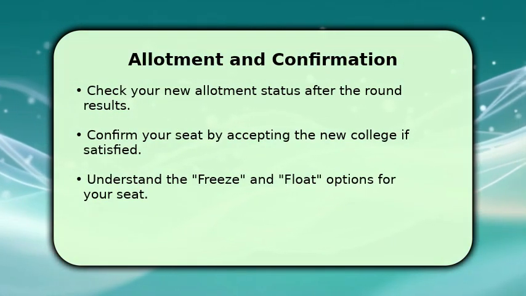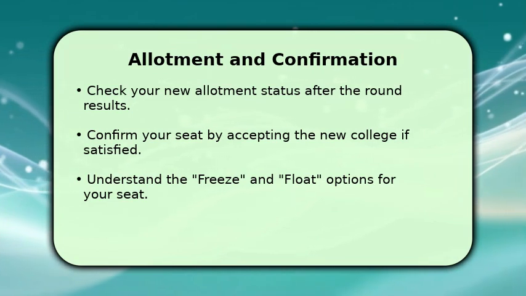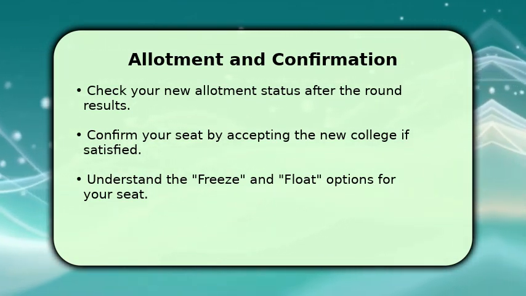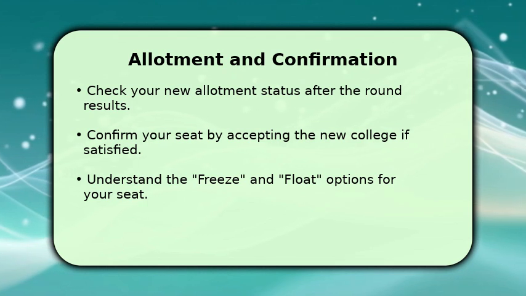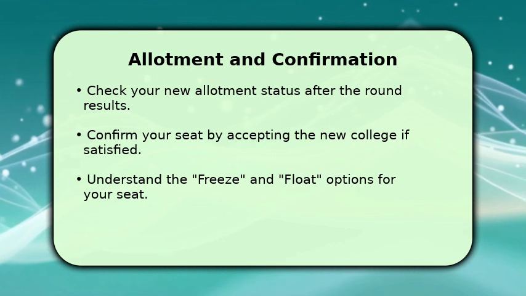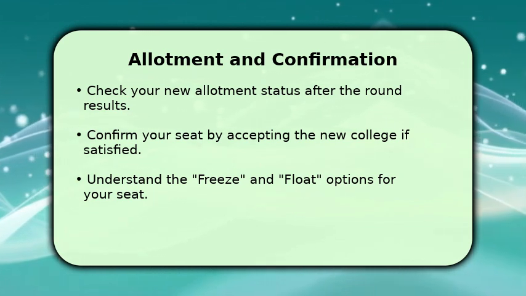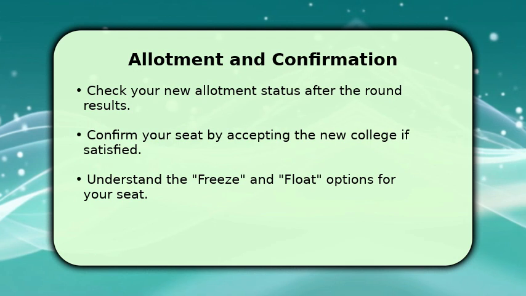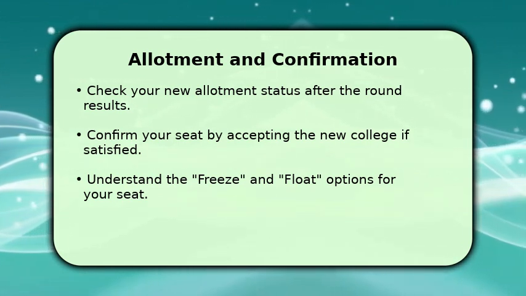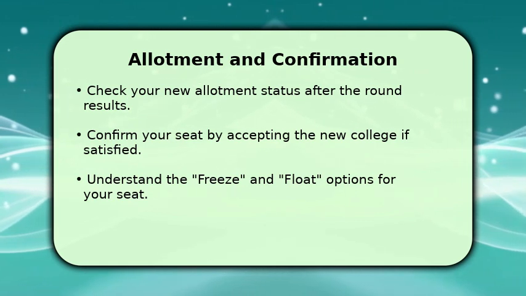After the Betterment round, check your updated allotment status. If you receive a better college, you must accept it and complete the necessary admission formalities. You'll have options like freeze, meaning you're satisfied with the new allotment, or float, if you wish to participate in further rounds while retaining your current Betterment seat. Make an informed decision based on your preferences.